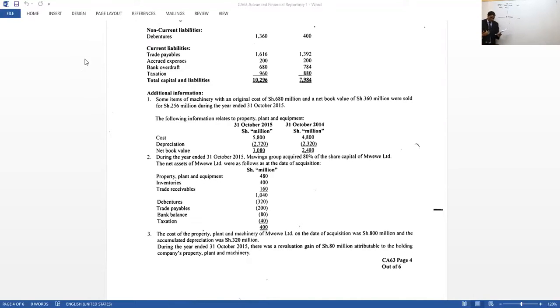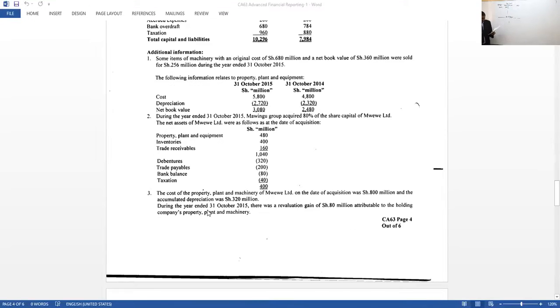So I am through with note number 2. I am now on number 3. Number 3 also goes on to say, during the year, there was a revaluation gain of 80 million. We know whenever there is a revaluation, we normally come and debit, and you come and see the revaluation, and the amount was 80 million. From that note number 3, I am through.